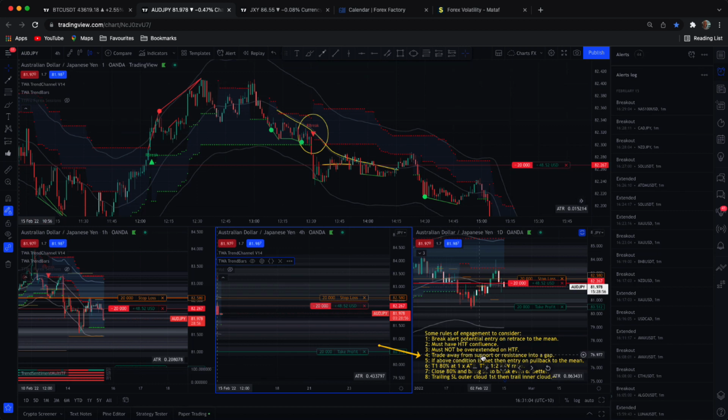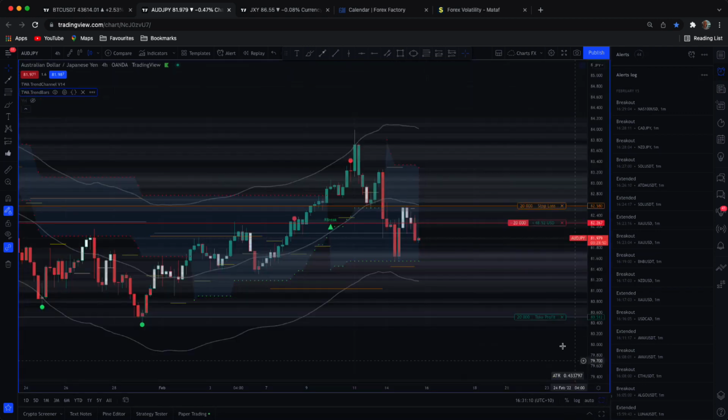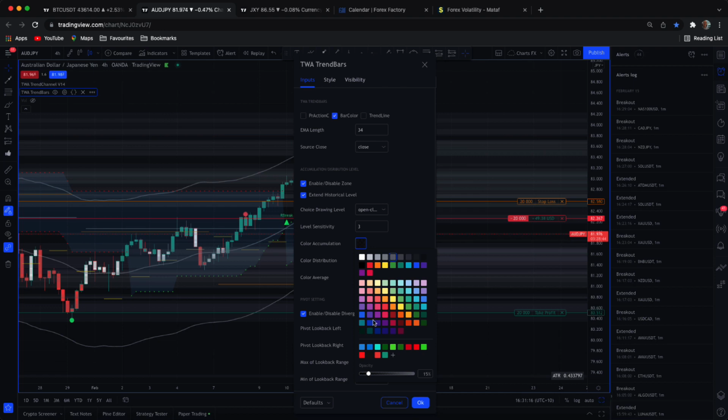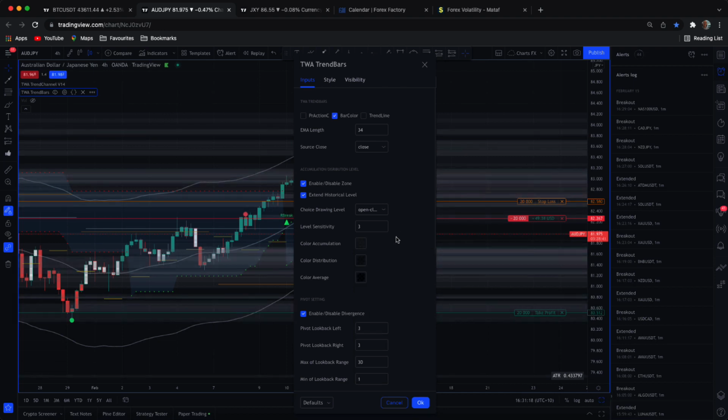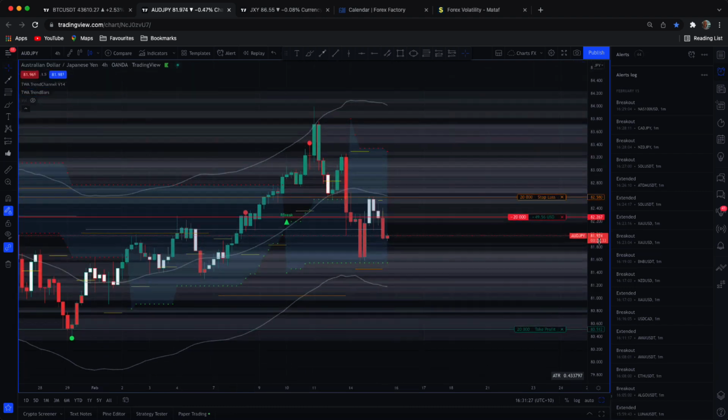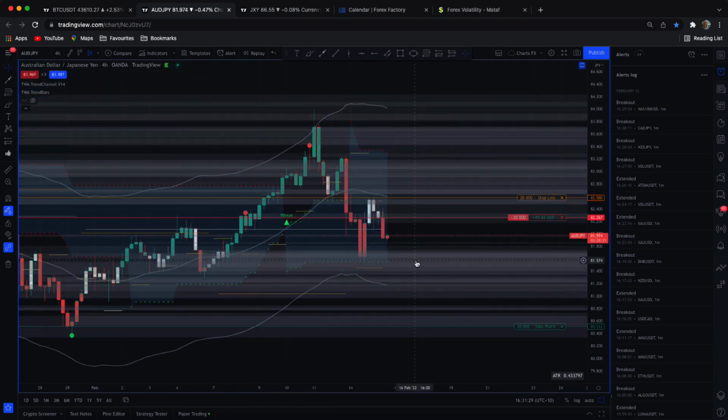Number 4, trade away from support or resistance into a gap. Trade into a gap. Have a look at it on the 4 hour. Okay, so what we have here, let me just bump this up, is we have our accumulation and distribution zones. This is where the market has done business. The thicker the color, the lighter the gray, the more business has been done at that level.